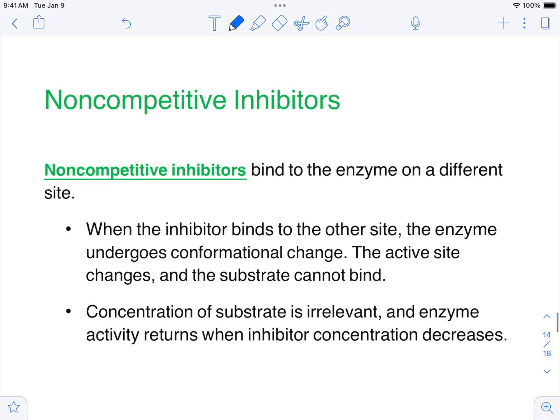And your non-competitive inhibitors, again, are not competing for the active site. They bind somewhere else on the enzyme. But even when this binds somewhere else, the enzyme changes. It undergoes conformational change. When it does that, the active site changes, and then the substrate cannot bind, right? That puzzle piece will not fit in the other puzzle piece.